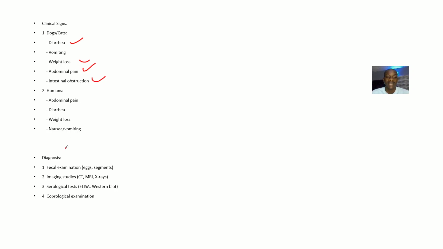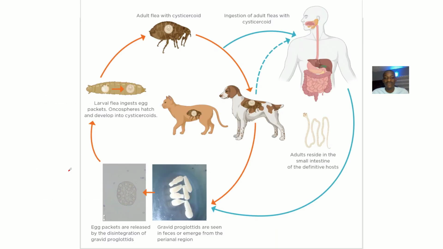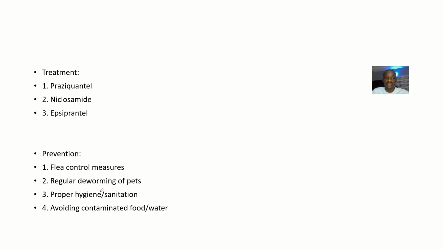Okay, for the diagnosis, even if it's in a human being, you will actually defecate it. So if it is something that you can defecate, one of the diagnoses is to look for it in the feces. So fecal examination is trying to find eggs and segments, right? Imaging studies like CT scan, MRI, X-rays, serological tests, okay, coprological examinations can also work.